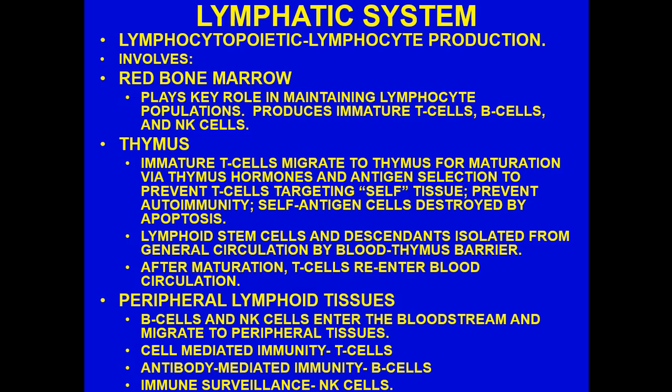Now, think of T cells as maturing in the T for thymus. The B cells mature to a degree in the bone marrow, okay? So immature T cells migrate to the thymus for maturation. Now this is via thymus hormone exposure and antigen selection. What the antigen selection is, is that T cells are basically being checked for the capability to target self tissue, which sounds kind of weird, but let me explain it to you.